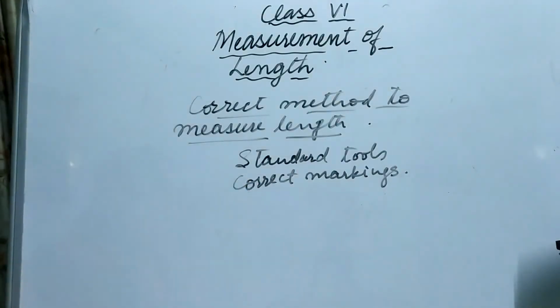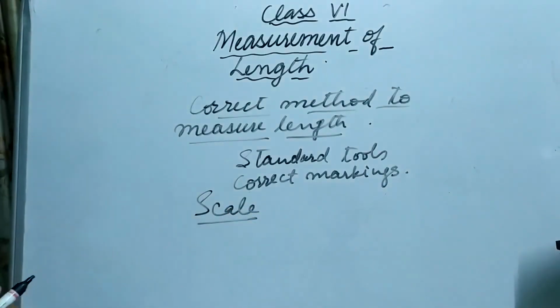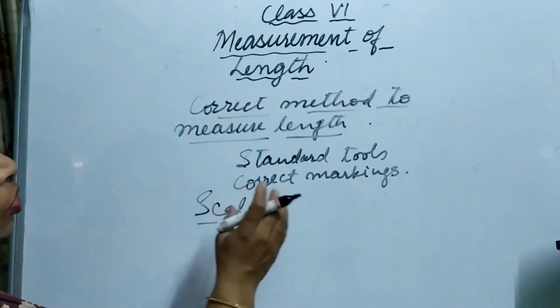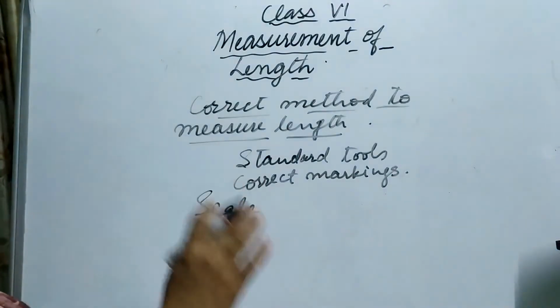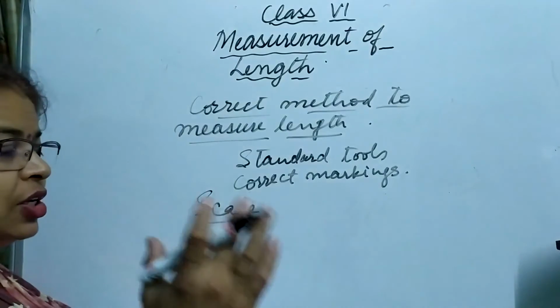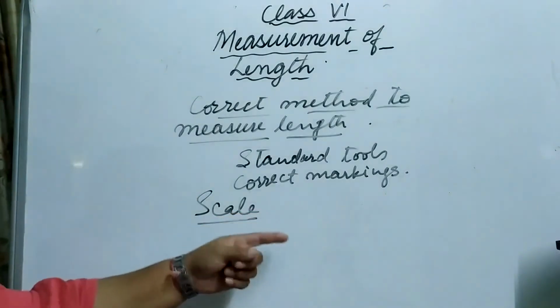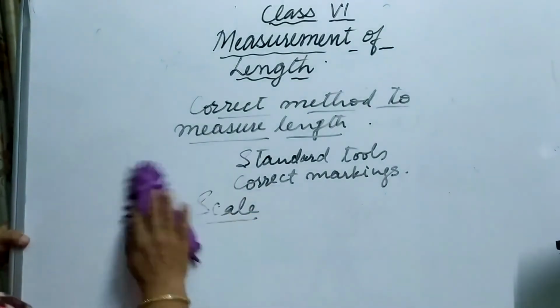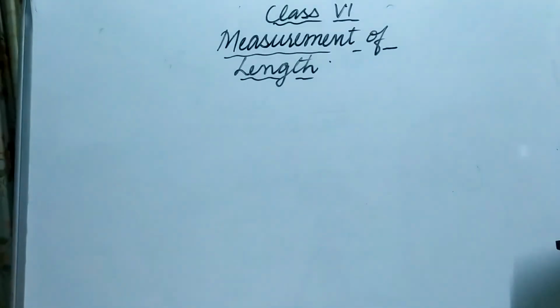Now, a scale, for example, which is very commonly found in your geometry box, is used to measure smaller lengths, just like the length of a pencil, the length of a book. Okay, but if we have to measure bigger things, then a measuring tape or some measuring rulers are there. Clear? Now, how to measure the length in an appropriate manner? Let us see what are the different steps to measure the length in a correct manner.